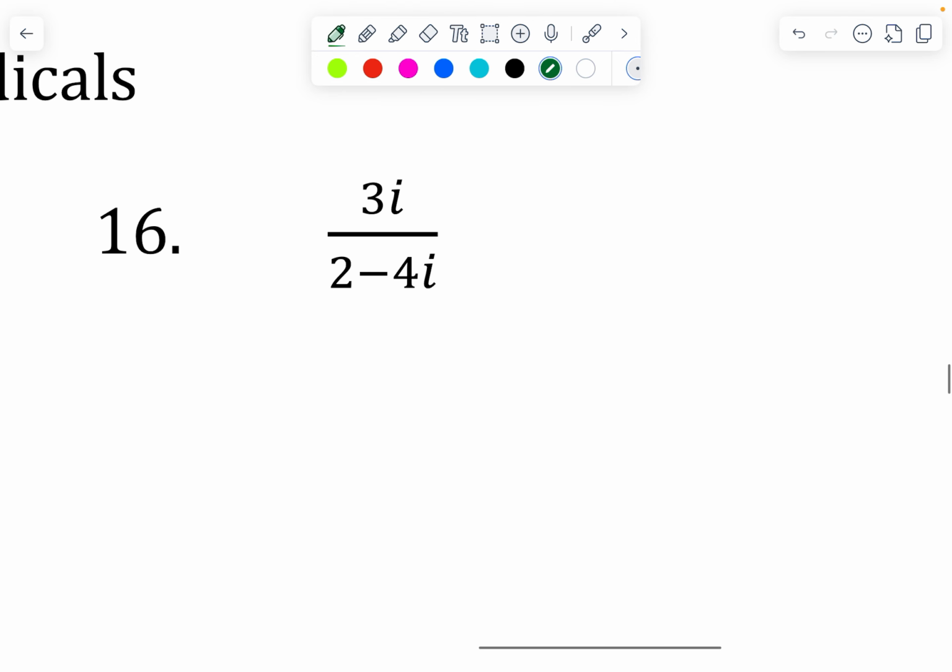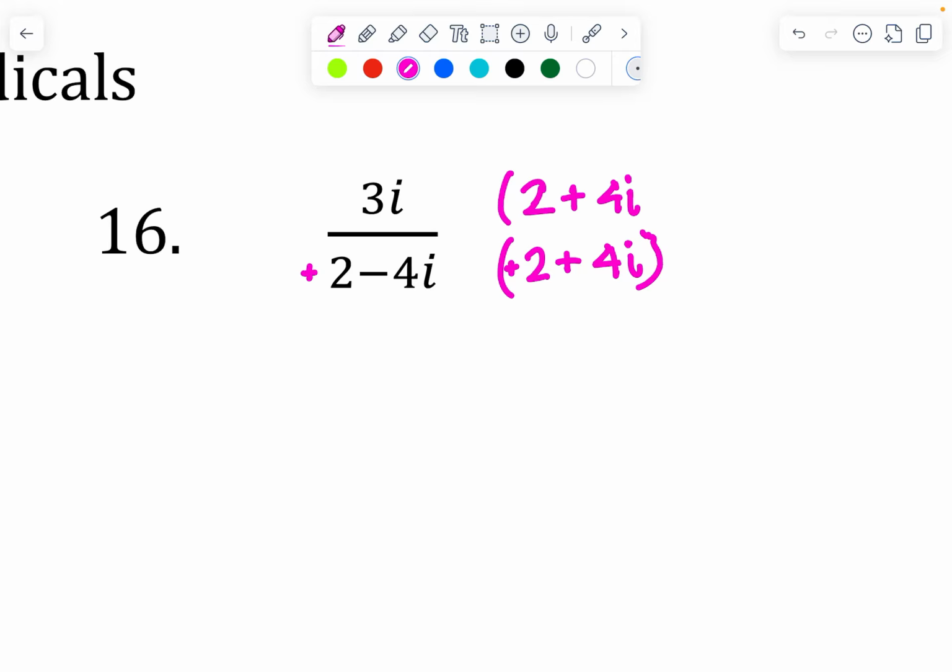Here we go. Multiply by the conjugate. The conjugate is 2 plus 4i. Notice the 2 stays positive. It's positive here. It stays positive there. Don't change the sign on your real number. What you do to the bottom, you must do to the top as well.